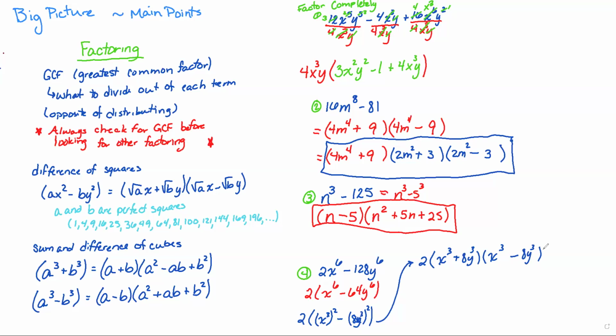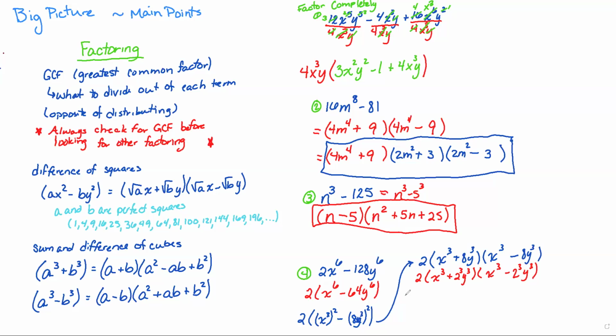Okay, then looking at this, I have a sum of cubes and a difference of cubes. So this is going to be a little bit more work. I still have that 2 hanging out, and this is x to the 3rd plus 2 to the 3rd y to the 3rd, and this is x to the 3rd minus 2 to the 3rd y to the 3rd. All right, so I get to do my sum and difference of cubes for each one of these.